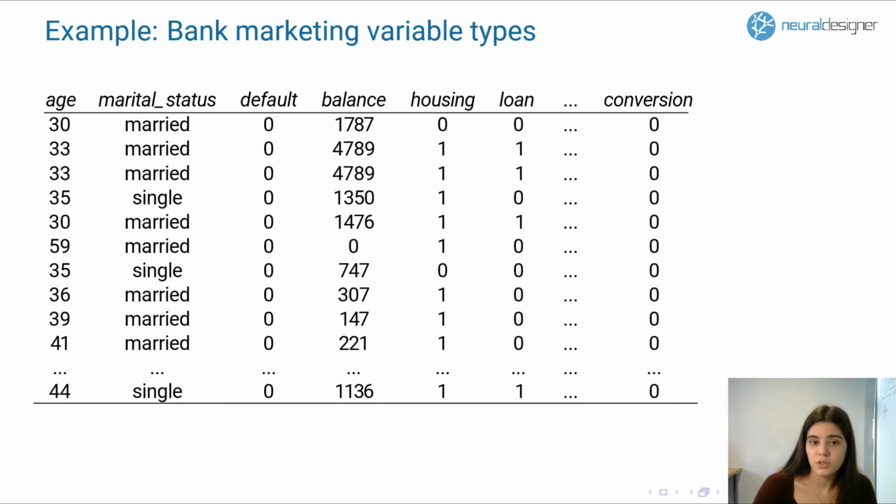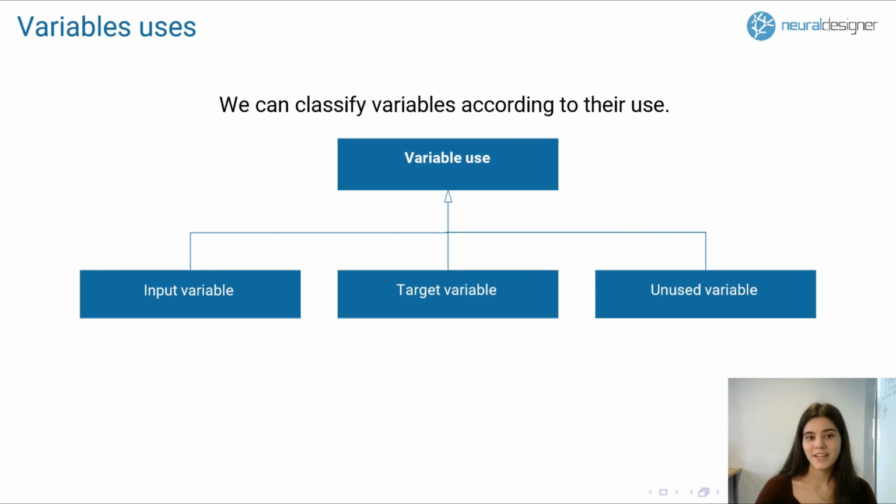The variable default is binary. The variable balance is numeric. The variable housing is binary. The variable loan is binary. The variable contact is binary, and the last one, the variable conversion, is binary too. Variable uses. We can discuss input, target, or unused variables regarding their use. Each of these three uses of variables is described below.